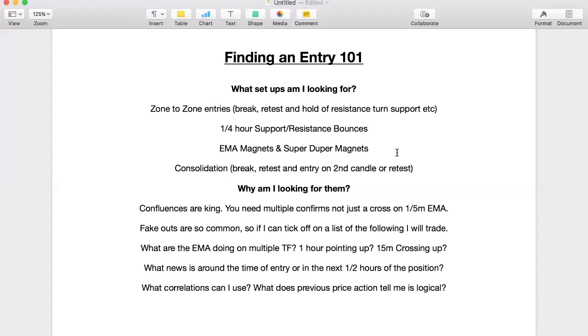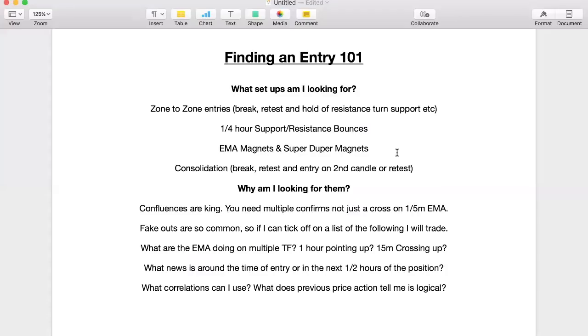Don't just look at a certain price level and say, okay, well, that seems interesting, I'm going to take an entry because it looks interesting. You want to make sure you've got your multiple confirms. Confluence is king, like I've said at the start of the video. So hopefully this has given you an insight into how I trade and how I go about finding an entry.